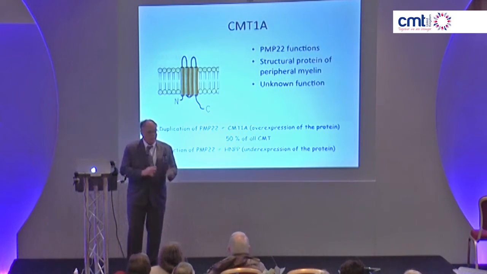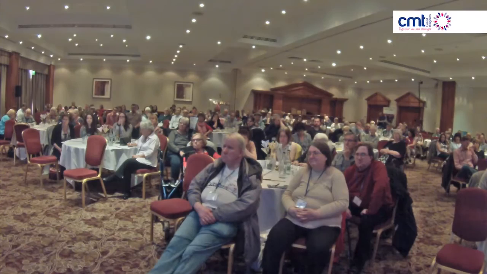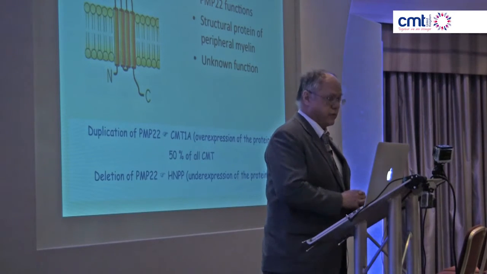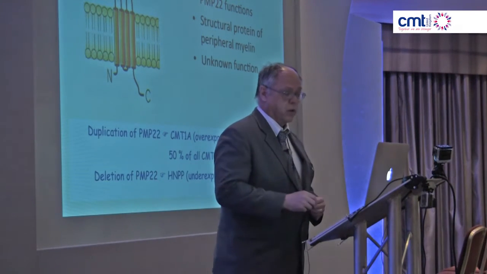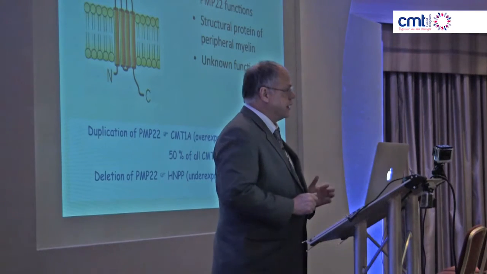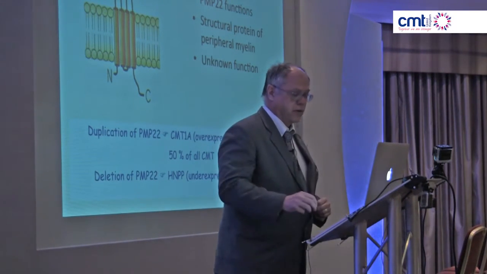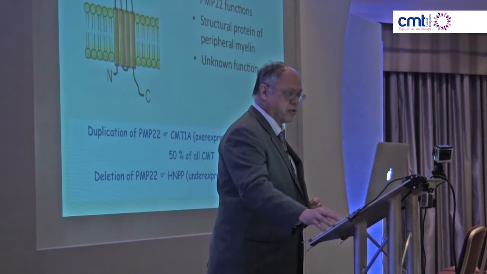And people, as you may know, with CMT1A have an extra copy of the gene for PMP22, so they make too much of it, and that causes CMT1A. This is a result of what we call a dosage problem, and I'll show you just a little bit of information to support that.